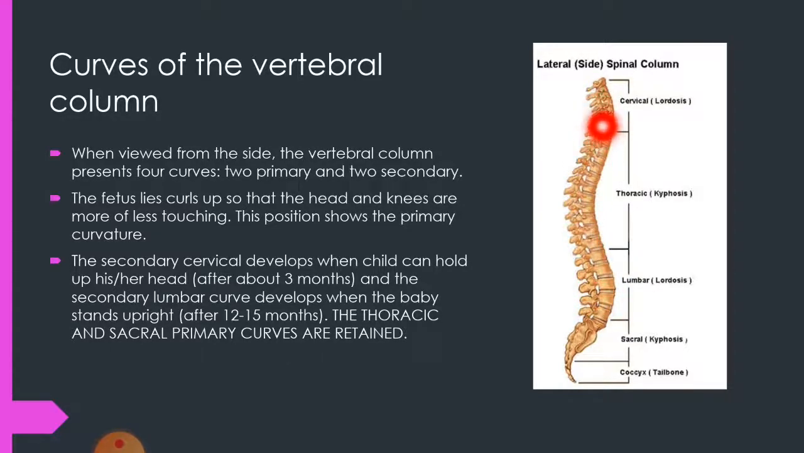The cervical is convex anteriorly. You can appreciate its curvature. It is called lordosis, and it is convex anteriorly. So is the lumbar curvature. It is also convex anteriorly, and we are calling it lordosis. Cervical and lumbar are the secondary curvatures, while the thoracic and sacral are the primary curvatures, and these are concave anteriorly, and we are calling it kyphosis.